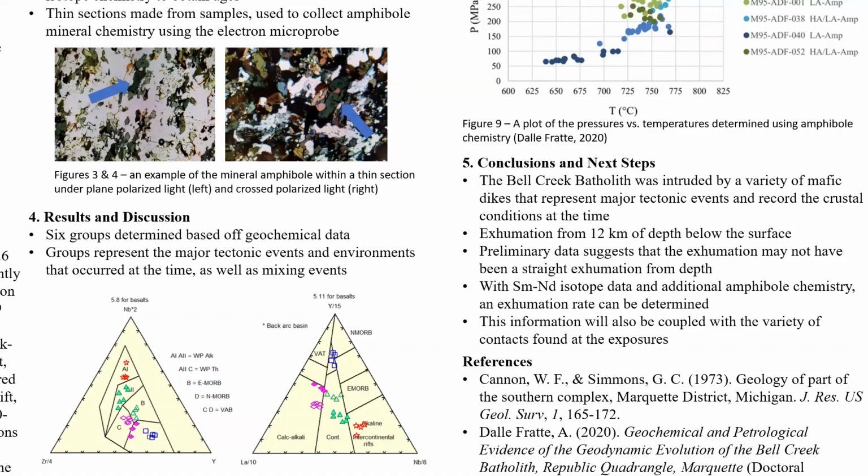1.5 billion years of record produces a lot of variability. Going forward, ages of these samples are needed along with additional amphibole geochemistry. These together will produce an exhumation rate of the Bell Creek Batholith and help us develop a better understanding of the batholith's history.